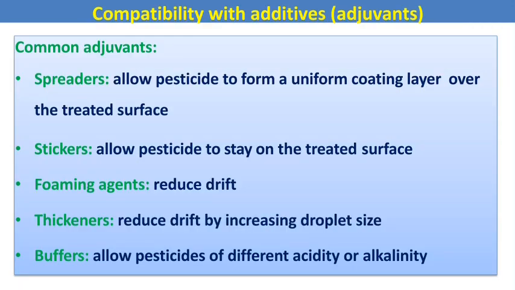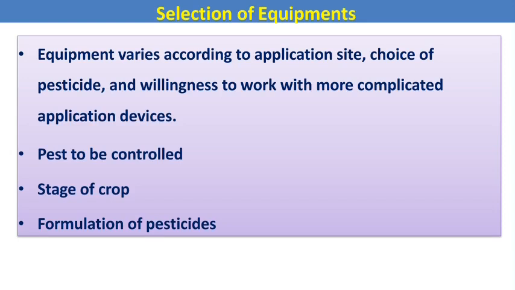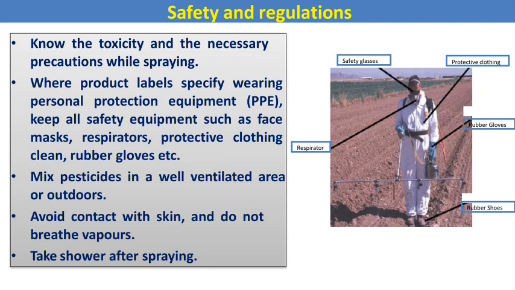Then compatibility with additives or adjuvants. These are some of the adjuvants or additives we can use with pesticides: spreaders, stickers, foaming agents, thickeners and buffers, which have special roles with particular pesticides. Then selection of equipment. Equipment varies according to the application site, choice of pesticides and willingness to work with more complicated application devices.